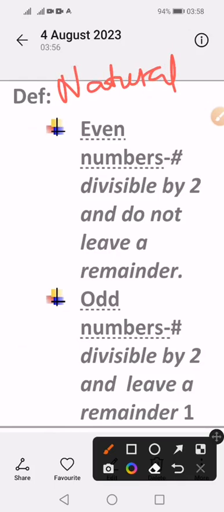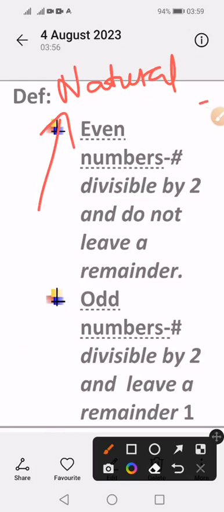Natural numbers, okay. What are natural numbers? When you are talking about natural numbers, we are just talking about counting numbers. We are defining natural numbers as counting numbers, and you need to be careful when it is counting numbers.